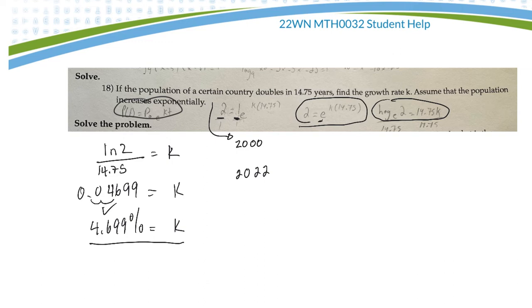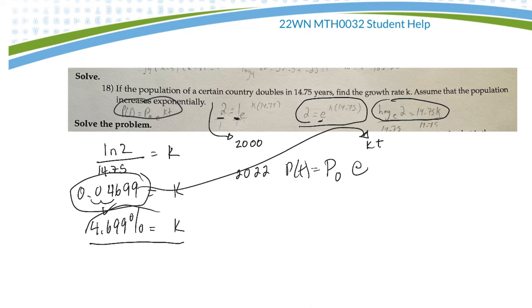Yeah, there's not enough information, because I was going to say you can go back to this formula, P of t equals P0 e to the kt, and you can take this k and plug it in there, and if you know the time, and if you had known what the population started at, you could figure out what the population would end at. Maybe the next question will be like that.